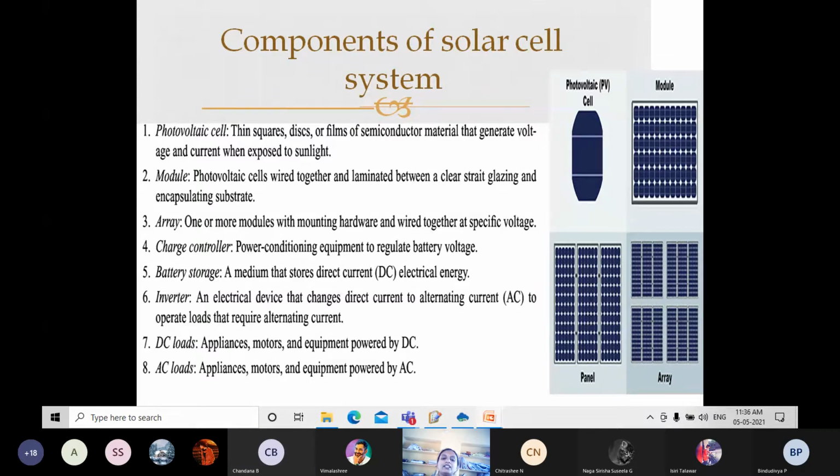Okay, inverter. Why do we need an inverter? An electrical device that changes DC to AC to operate the loads that require alternating current. We cannot directly use DC for those loads. We will convert that DC to AC to operate the loads that require alternating current. We just say that they need alternating current, but inside, every electronic component will work on DC only.